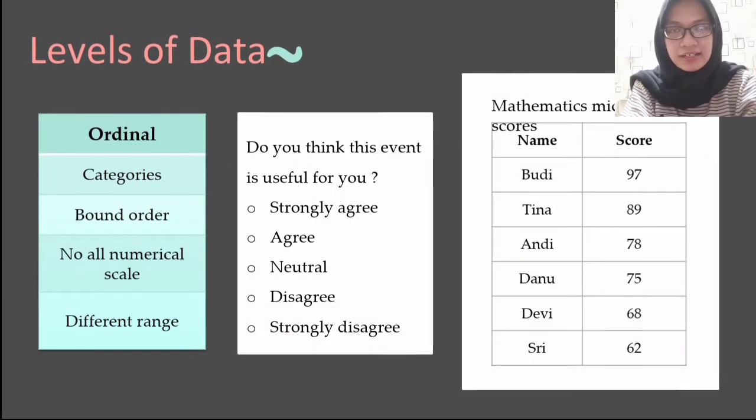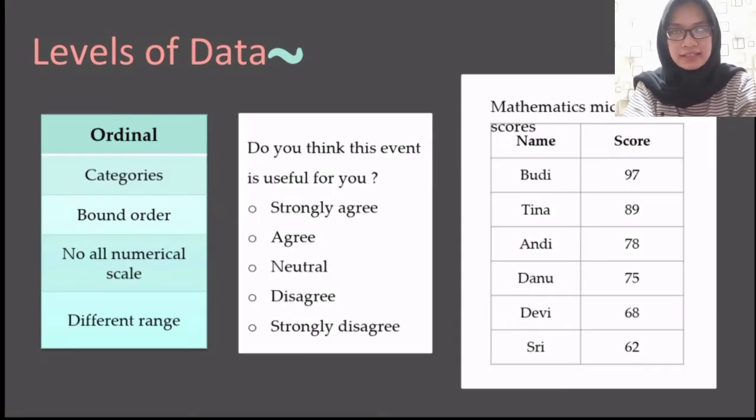Ordinal. The characteristics of ordinal are categories, bound order, not a numerical scale, and different range. It has two categories or more, and it has bound order and not a numerical scale and different range.